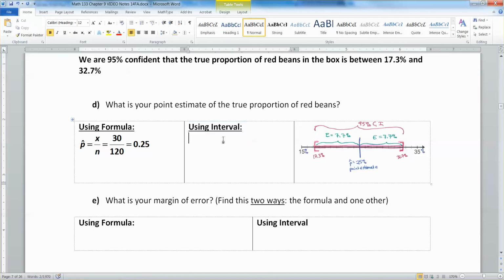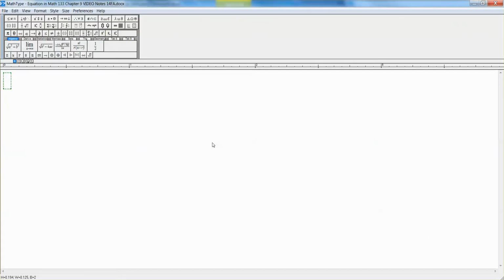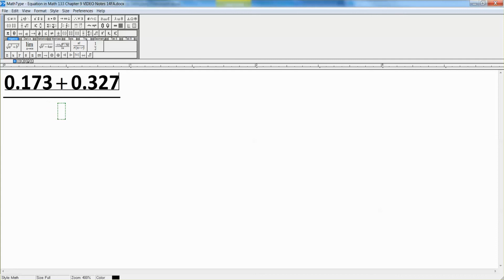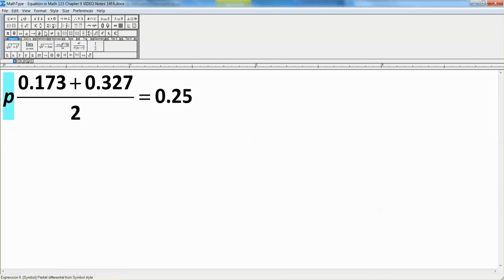Well, if you had the interval, remember that the point estimate is in the middle, right? So to find the middle of the interval, the exact middle of the interval, what you do is you take the low number plus the high number and you add them up and divide by 2. So you'd say 0.173 plus 0.327, add them up and divide by 2, and you'll get your p hat in the middle, which is 0.25. So that's another way to do it.